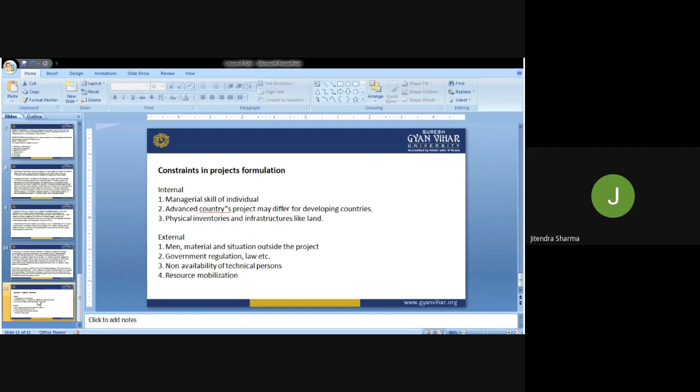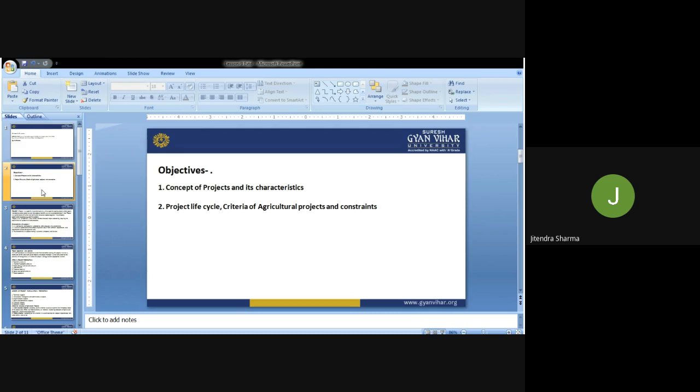So these are the few important constraints we have to keep in mind while we are implementing the project. If we address these constraints on a timely basis, then definitely we will have great success in the achievement of the project implementation, and the objective will be met.